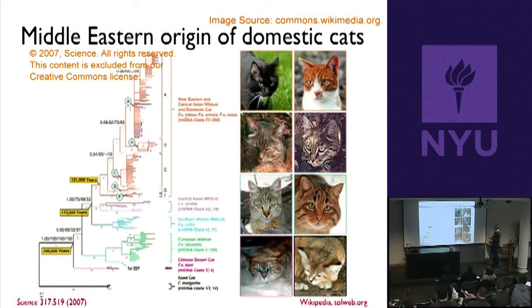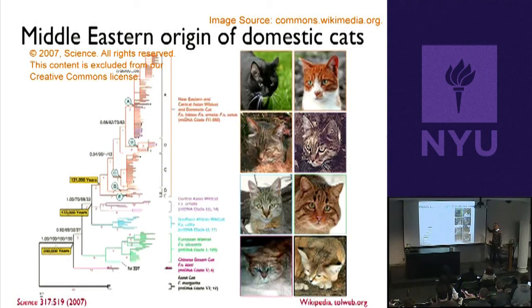It wasn't the Chinese desert cat, it wasn't the European wild cat, it wasn't the Southern African wild cat. It was a Central Asian or Near Eastern wild cat, because those are the close branches on this tree. In fact, if you look at this part of the tree right here, it includes the house cats and some of the Middle Eastern cats. So just by seeing that, you say, okay, domesticated cats came from wild cats like this one that were living in the Middle East.